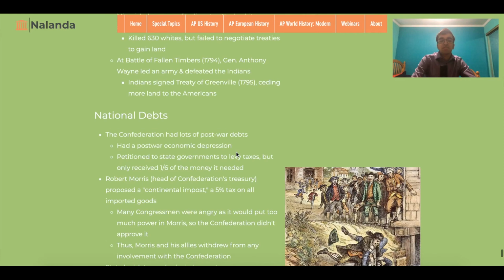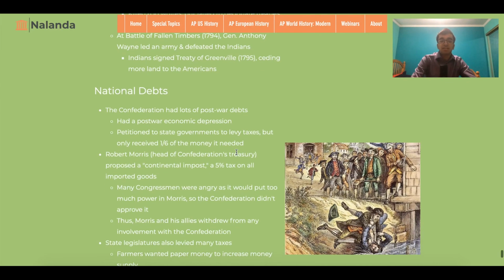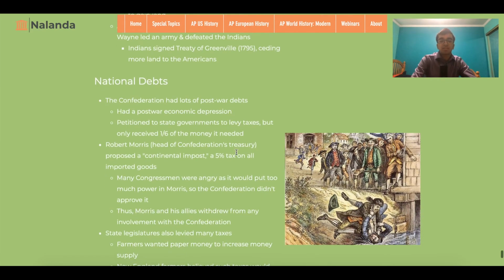And finally, after the war, the Confederation had lots of debts, and since it couldn't levy taxes on its own, it petitioned the states to levy taxes, but it only raised 1/6 the amount it needed. So Robert Morris, the head of the Confederation's treasury, imposed a national tax, causing lots of protest. Many farmers didn't want to pay the extra tax on top of the already high state taxes.